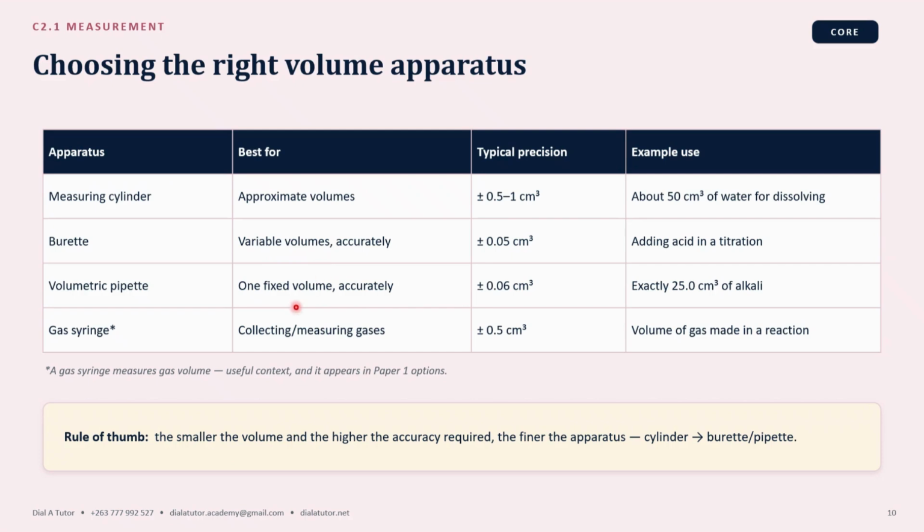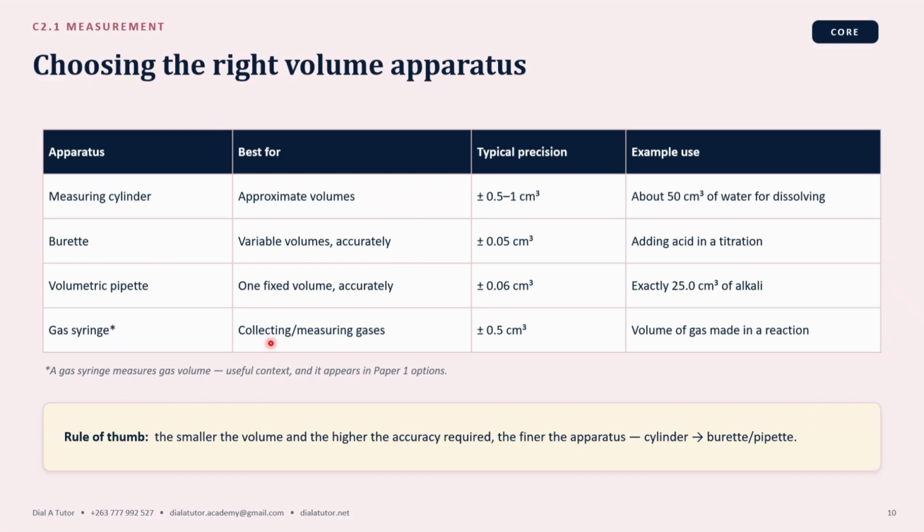The volumetric pipette is one fixed volume accurately, and if you hear something like Simpiwe wants to measure exactly, the keyword there being exactly, 25 cubic centimeters of an alkali, then you know that is a volumetric pipette. But if it's a variable amount, 25.3 cubic centimeters, 25.4 cubic centimeters, then you know that is a burette.